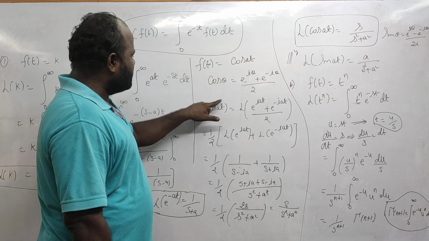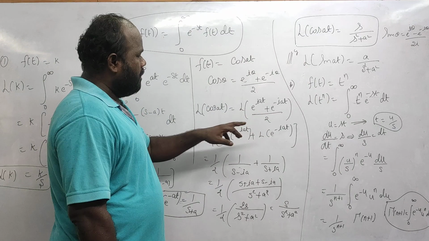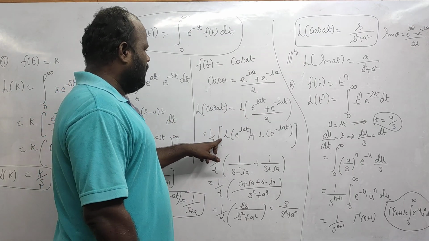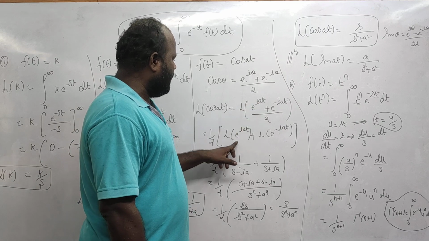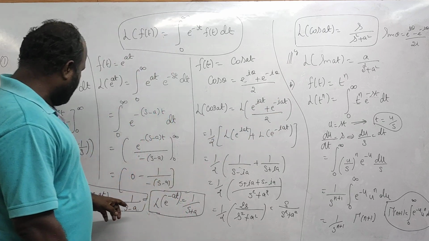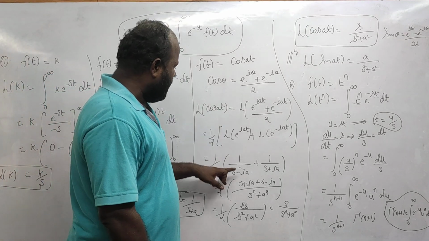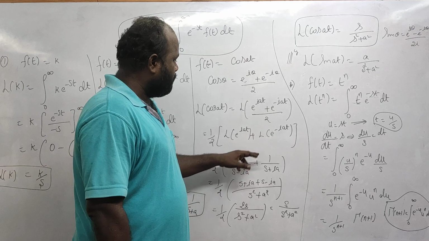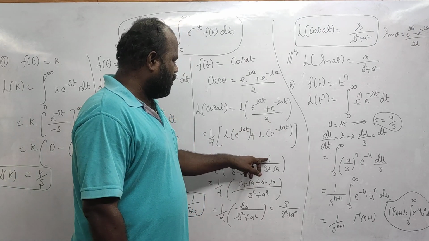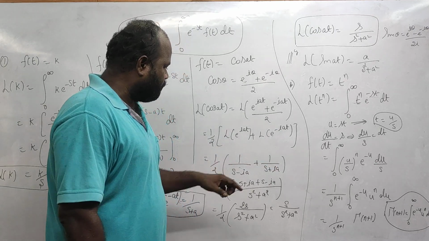Now replace this cos at by (e power iat plus e power minus iat) by 2. Since this 1 by 2 is common, consider it outside. By linear property, you can write Laplace of e power iat plus Laplace of e power minus iat. So what is Laplace of e power iat? As we know, 1 by s minus a, so instead of a here, ia: 1 by s minus ia. Similarly, what is Laplace of e power minus iat? 1 by s plus a, so instead of a here, ia: 1 by s plus ia.